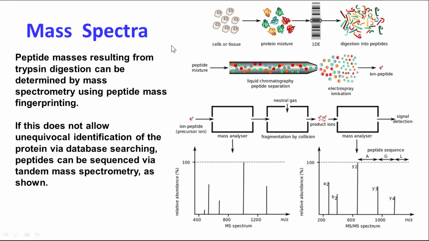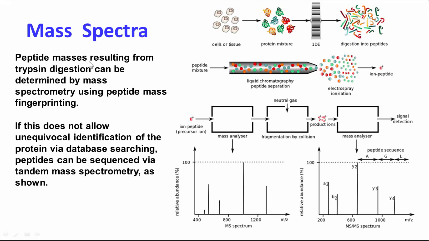However, it's used in proteomics quite often. We have a cell or tissues, we take out the proteins, we run them on gels, we isolate out a band that we think is a very important protein. We can digest that into peptides. We can run that down an HPLC, liquid chromatography peptide separation. Then as they're coming off the column, we electrospray ionize these things. They give the ionized peptides. The ionized peptides are then analyzed in a mass spectrometer.